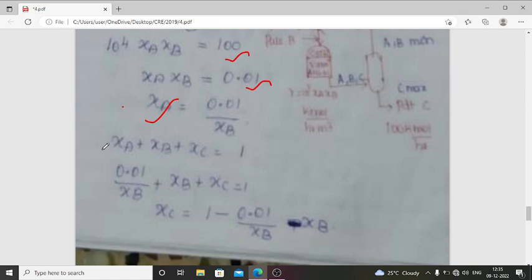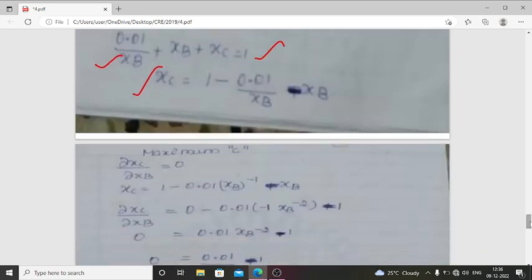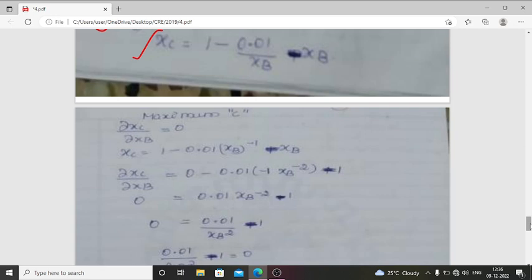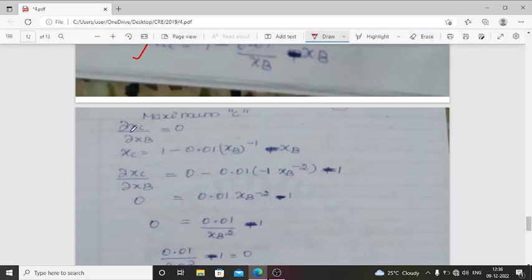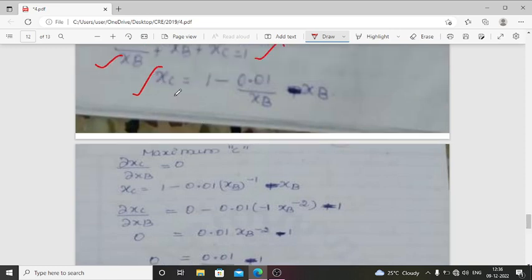We have two reactants, one product, totally 3 components, so XA plus XB plus XC equals 1. Here XA in terms of XB is 0.01 divided by XB, plus XB plus XC equals 1. From this, XC is equal to 1 minus 0.01 divided by XB minus XB. So this is the XC value. Maximum C means differentiation of XC with respect to XB equal to 0. So this equation is the XC equation.